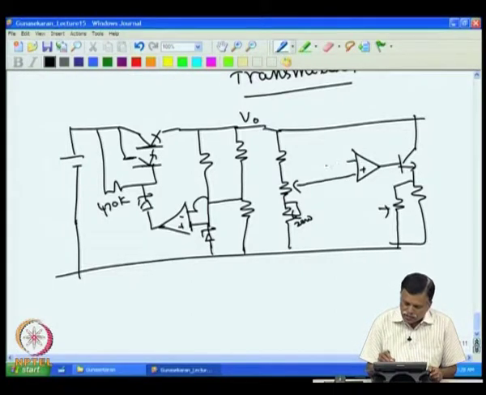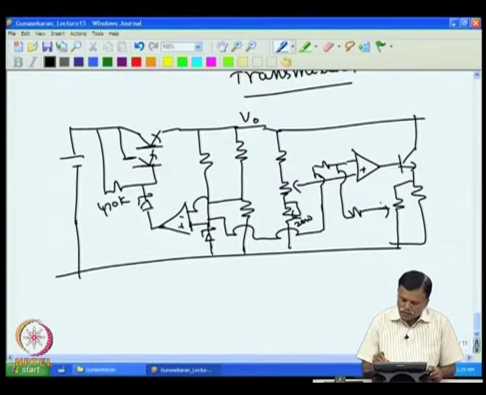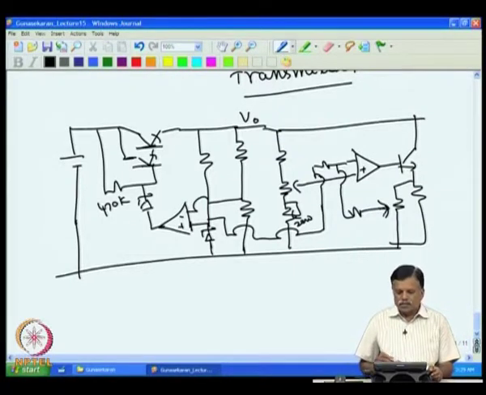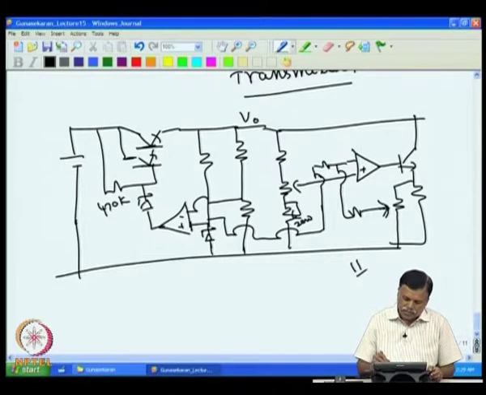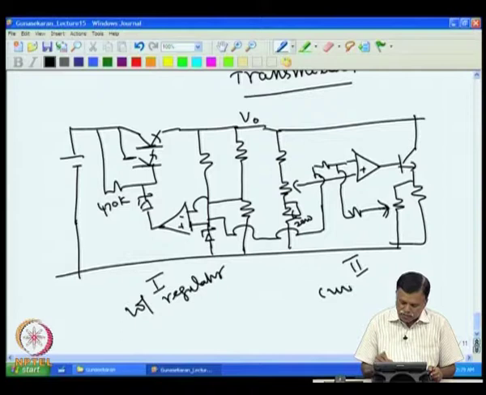So, we had this, then we also connected this, and this is connected to this. So, the second part is the current transmitter part, and this is the voltage regulator part.